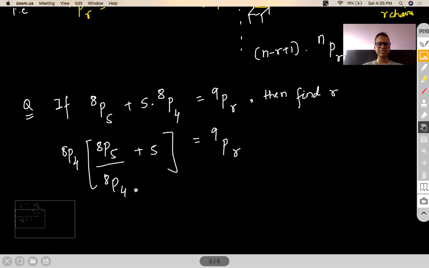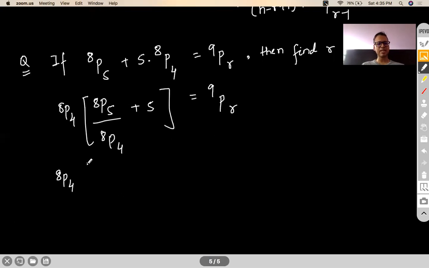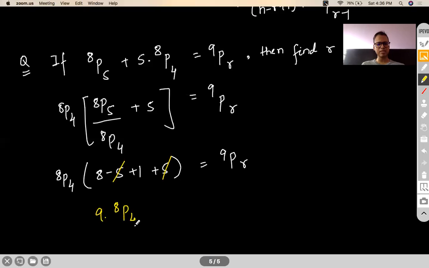A similar situation is over here itself. Treat your 8 as n, treat your r as 5. So 8P5 by 8P4, isn't it? So won't it become n minus r plus 1? Correct? And this 5 we just copy over here. So this is 9Pr. So this 5 goes for a toss. So it will be 9 times 8P4 is equal to 9Pr.